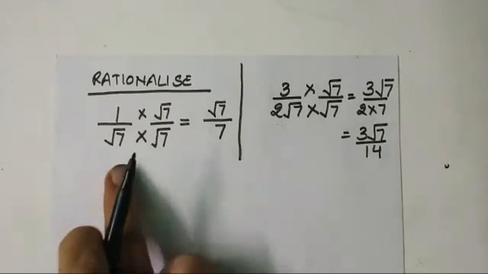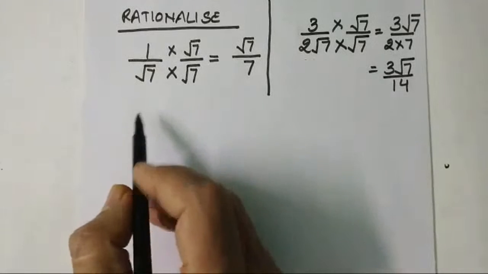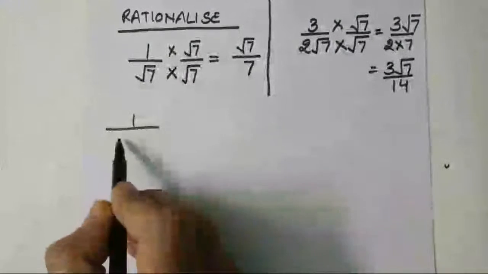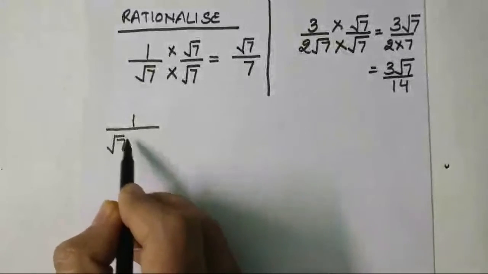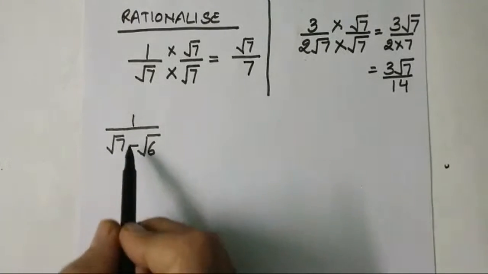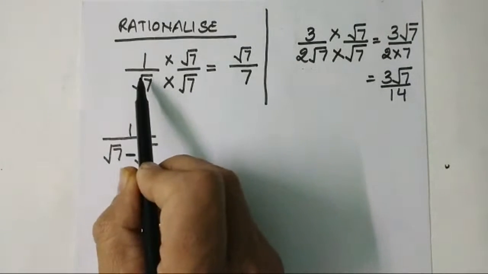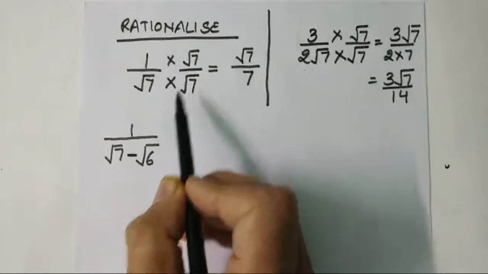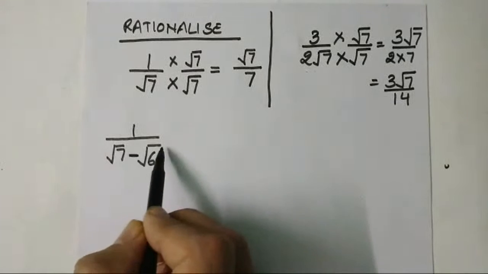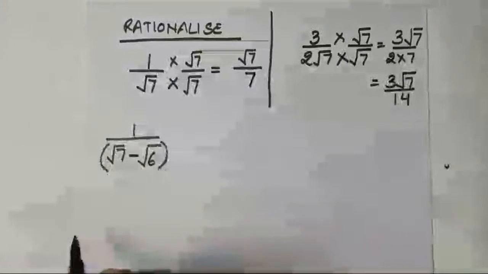Now these are single terms. Now this is most important: if you are given a fraction like this, 1 upon root 7 minus root 6, how will you rationalize? Now this is different from this question. In this there was a single term, so we multiplied by a single term. But in this case it is not a single term, there are two terms together. So we will consider it as a binomial and take it as two numbers.